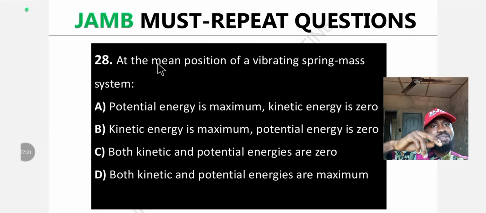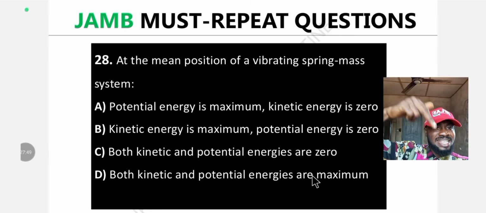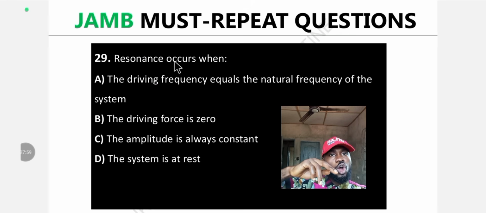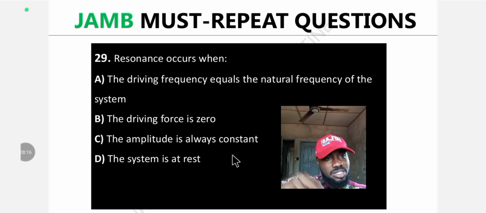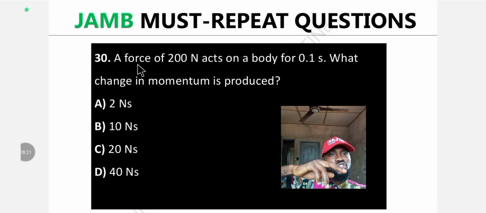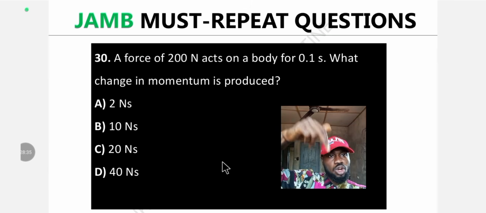Question 28. At the mean position of a vibrating spring mass system, A. Potential energy is maximum. Kinetic energy is 0. B. Kinetic energy is maximum. Potential energy is 0. C. Both kinetic and potential energies are 0. D. Both kinetic and potential energies are maximum. Drop the answer in the comment section. Question 29. Resonance occurs when A. Driving frequency equals the natural frequency of the system. B. Driving force is 0. C. The amplitude is always constant. D. The system is at rest. Drop the answer in the comment section. Question 30. A force of 200 Newton acts on a body for 0.1 seconds. What change in momentum is produced? A. 2 Newton seconds. B. 10 Newton seconds. C. 20 Newton seconds. D. 40 Newton seconds. Drop the answer in the comment section.